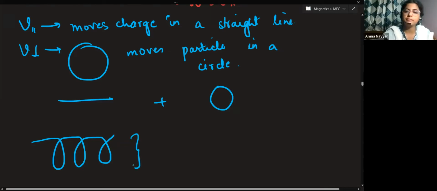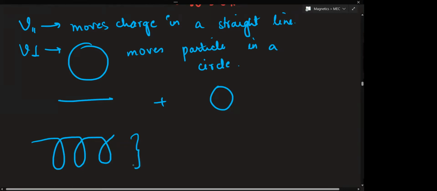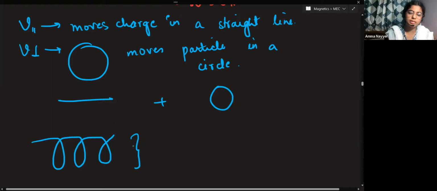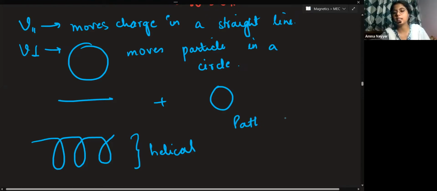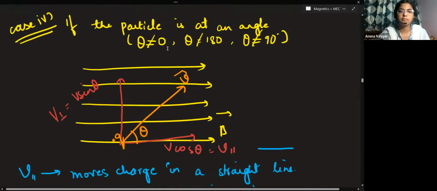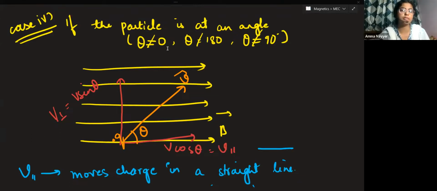Can anyone name this motion? Solenoid? No, not solenoid. Solenoid is not a motion. This is helical. This part, like a spring. So if both of them are combined, the path will be helical. Yes, Joseph, a helical motion.